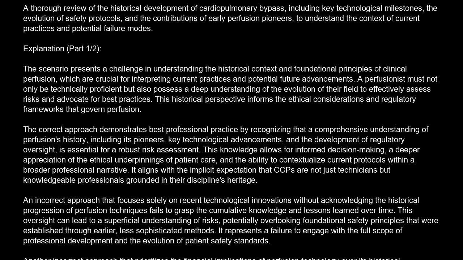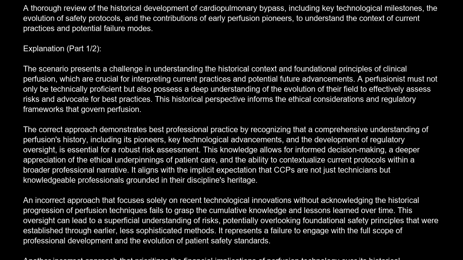The correct answer is D. A thorough review of the historical development of cardiopulmonary bypass, including key technological milestones, the evolution of safety protocols, and the contributions of early perfusion pioneers, to understand the context of current practices and potential failure modes. Explanation. The scenario presents a challenge in understanding the historical context and foundational principles of clinical perfusion, which are crucial for interpreting current practices and potential future advancements.